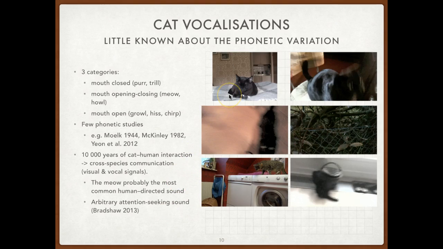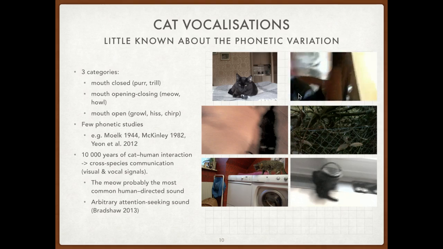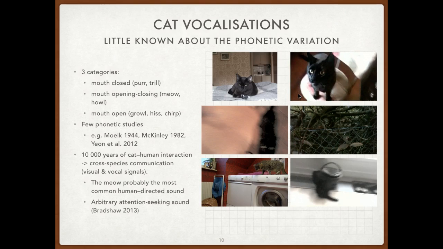The first one here is a purr. And if you look at the cat's mouth, you can see that it's closed all the time. The next one is a trill. It's a friendly greeting signal often. It can sound a bit like this. So it's a brr kind of sound, also closed mouth.